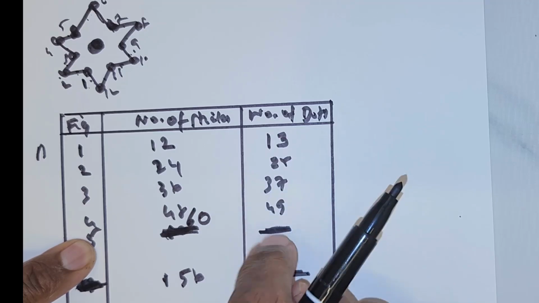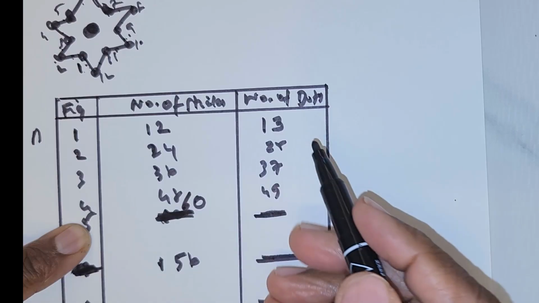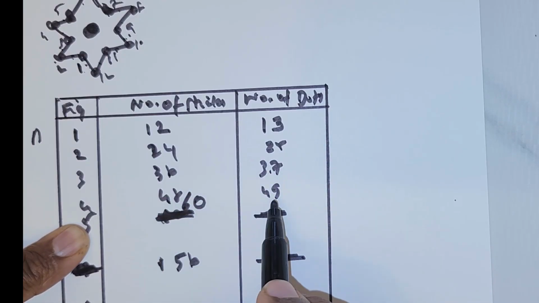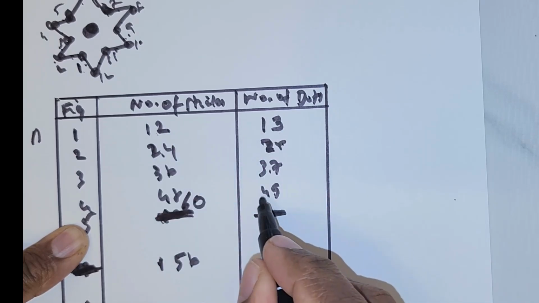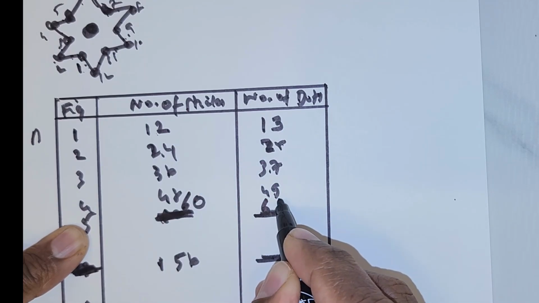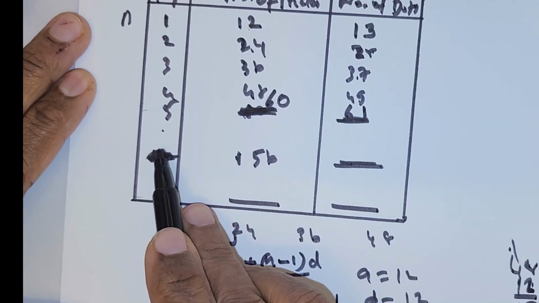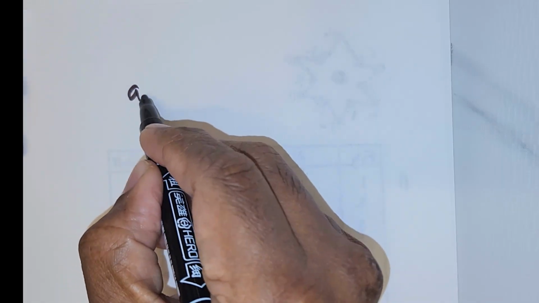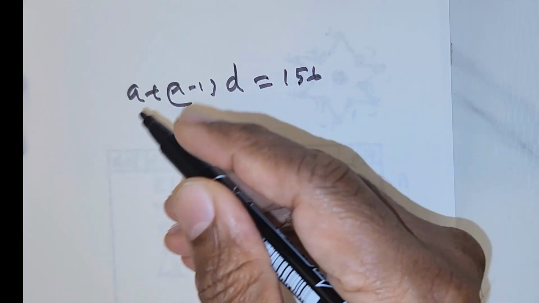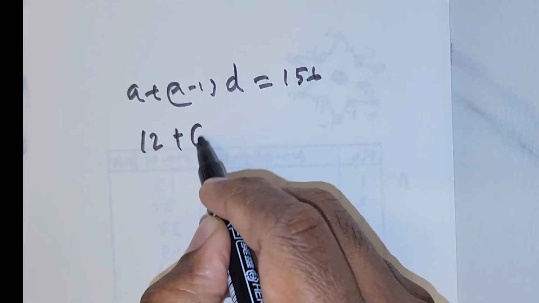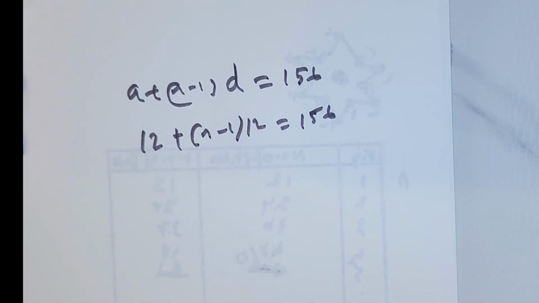Now we need to find out the number of dots. Obviously the dots are basically incrementing by 1, right? 36, 37, 48, 49, 24, 25, this is 25, 12 and 13. So now obviously this is going to be 61. Okay, for the next one we are to find out the figure number. Use this formula: a positive n minus 1 into d. This is equal to 156, it's given. The first term is 12, n is required, d is 12, is equal to 156.